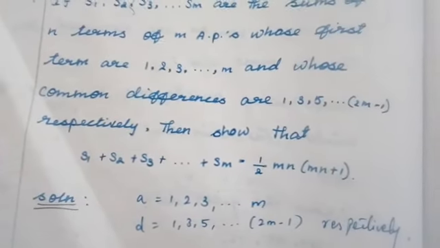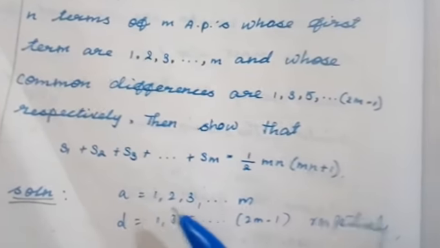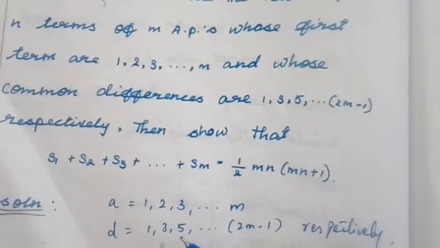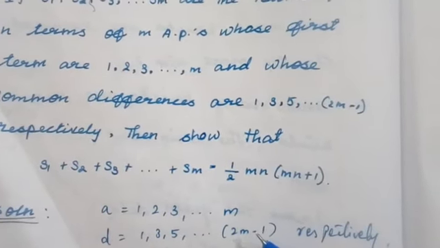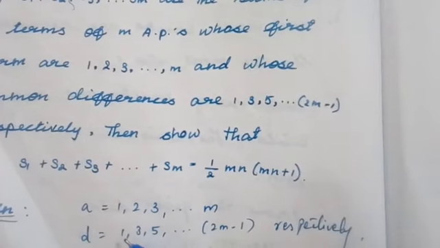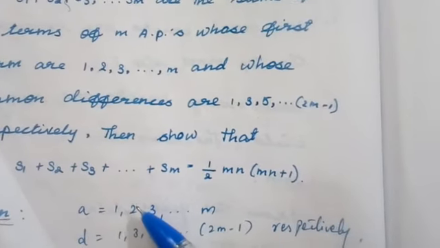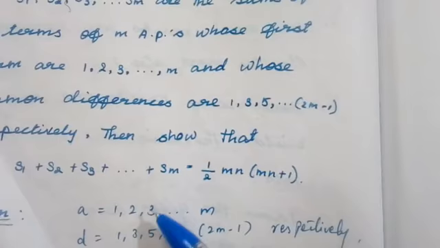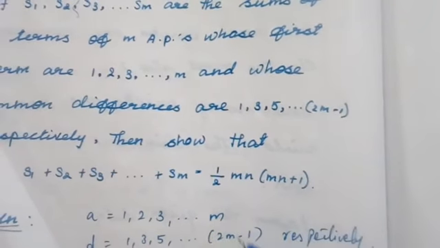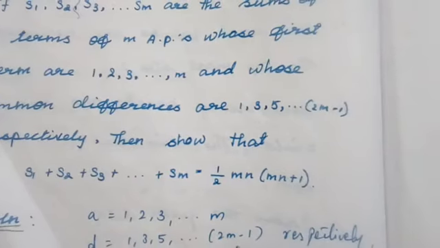For this 11th question, what are the things given? Just take and write. A equals 1, 2, 3, etc., m, D equals 1, 3, 5, etc., 2m minus 1 respectively. For the first AP, A and D; second AP, A value and D value; third AP, A value and D value; the mth AP, A value and D value.